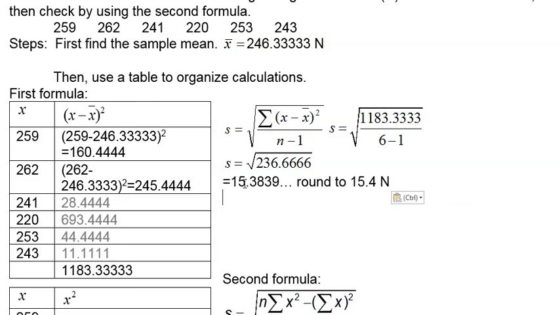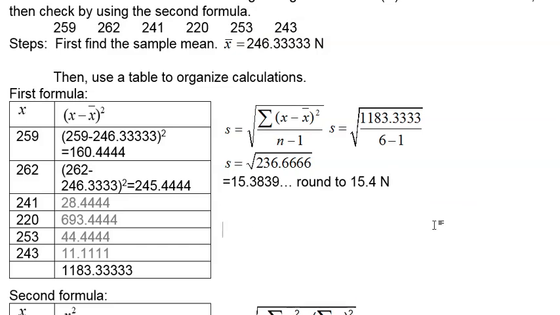Like with the mean, we round our standard deviation to one more than our raw data. So here our raw data was all to the nearest Newton, so we're going to go to the nearest tenth of a Newton for the mean. So there's our calculation for the first one.